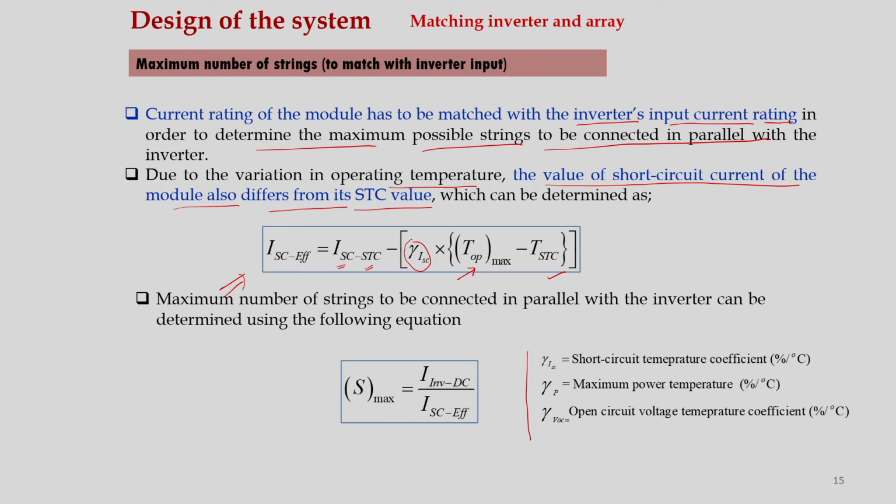Now, also we must know the maximum number of strings to be connected in parallel. So, this is the equation we can use for calculation of the maximum number of strings to be connected in parallel. Once we know this I inverter DC and then ISC effective, which we have already calculated here, if we substitute these two values, then we will get the maximum number of strings to be connected in parallel.